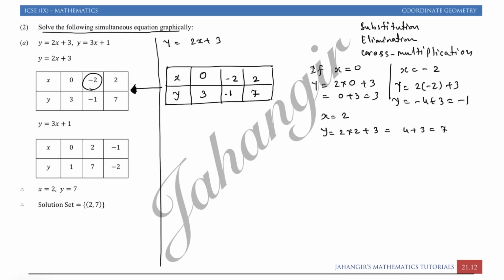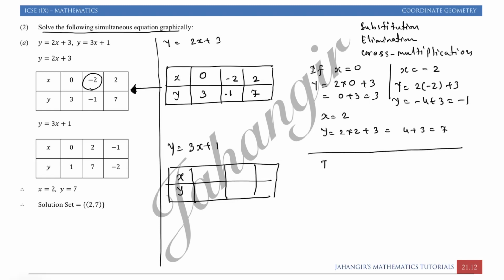Now the next equation is y is equal to 3x plus 1. So again I will make a column, make a table with at least 3 x values and 3 y values. So now here first I will take again x is equal to 0. I put 0 over here. Y is equal to 3 into 0 plus 1, that is 3 zeros are 0 plus 1, which is equal to 1. If x is 0, y is 1.